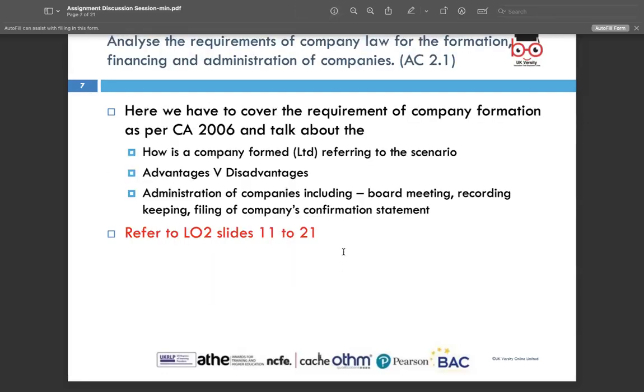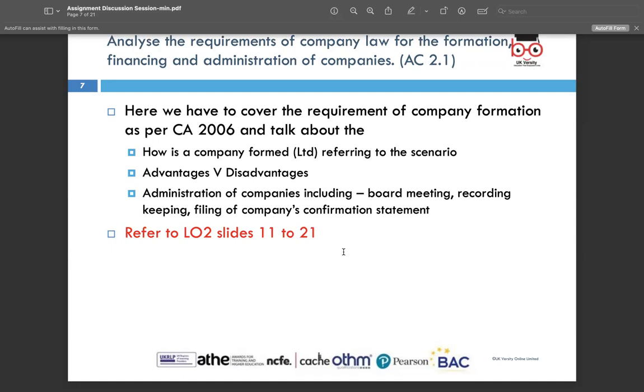So, analyze the requirement of company law for the formation, financing, and administration of companies. Again, learning outcome 2.1. Here we have to cover all the requirements of company formation as per the Companies Act 2006 and talk about how a company is formed, advantages and disadvantages, administration of companies, including board meetings, record keeping, and filing of the company's confirmation statement. Refer to the learning outcome 2 slides, 1 to 11.